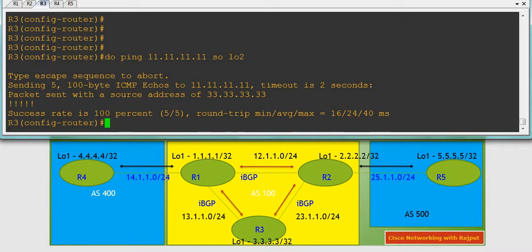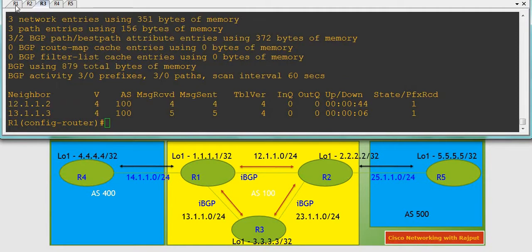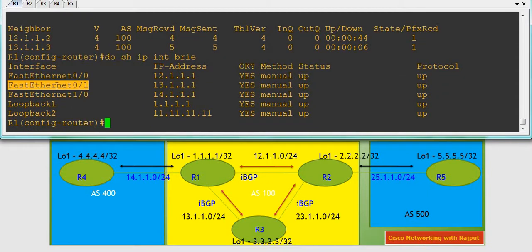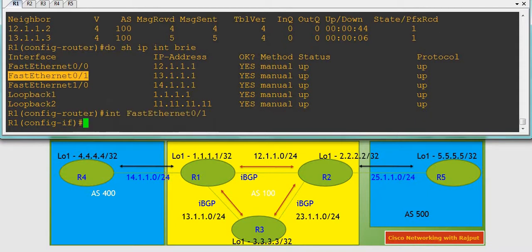The physical media which is connecting router 1 to router 3, router 1 to router 2 and router 2 to router 3, it is quite possible that because of any hardware malfunction the connectivity between two devices goes down. We will simulate the same situation by shutting down the physical interface connecting R1 to R3 on router 1. Let us go to router 1, show ip interface brief. FastEthernet 0/1 connects R1 to R3. Let us shut it down.